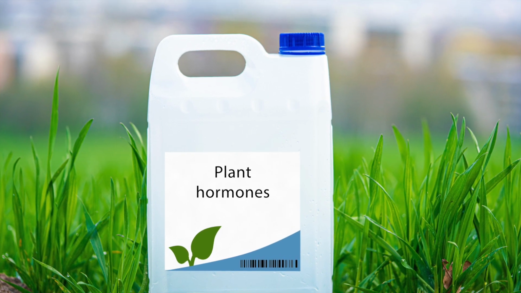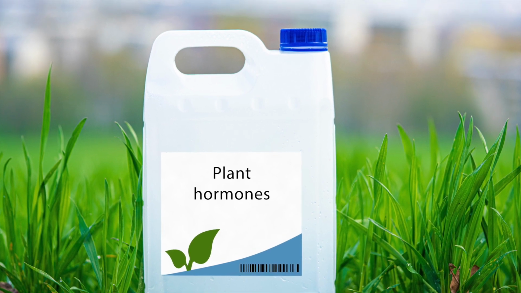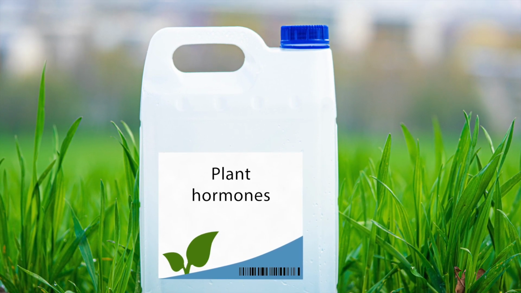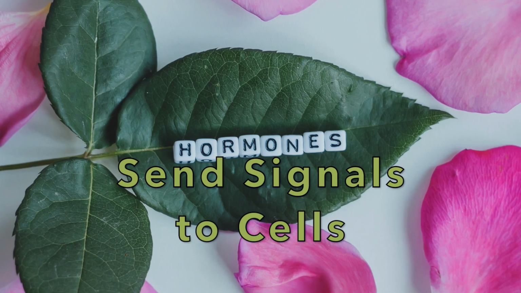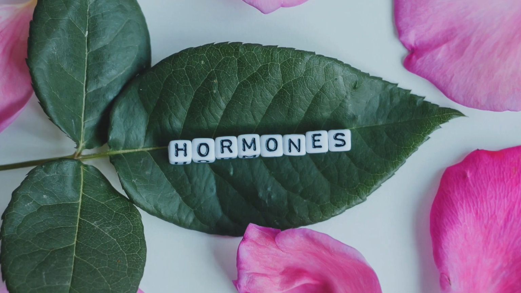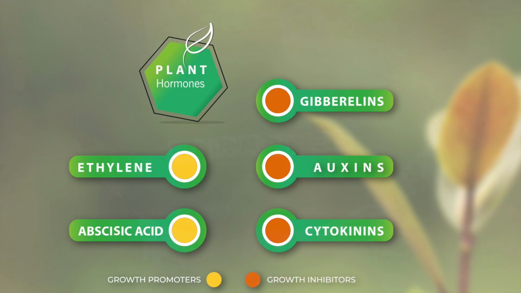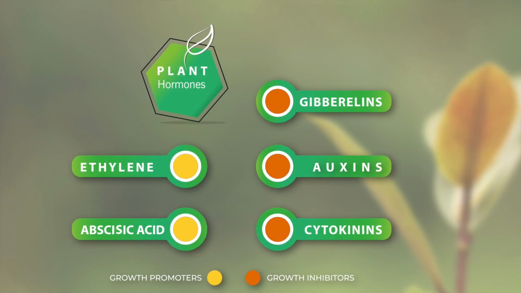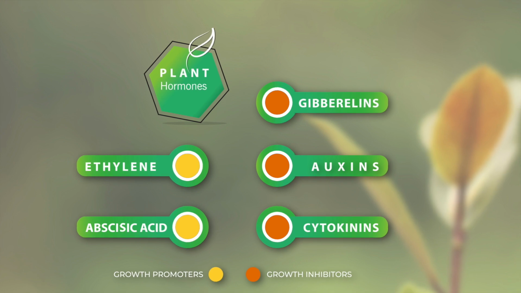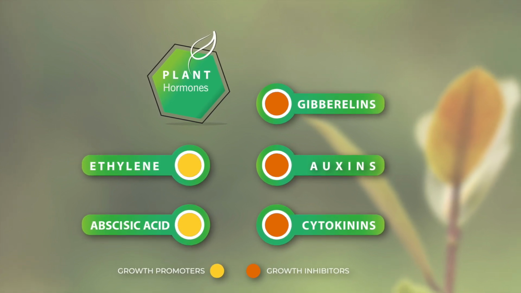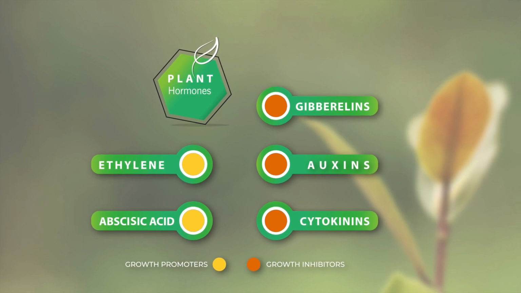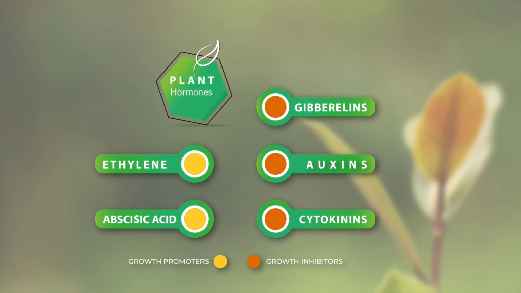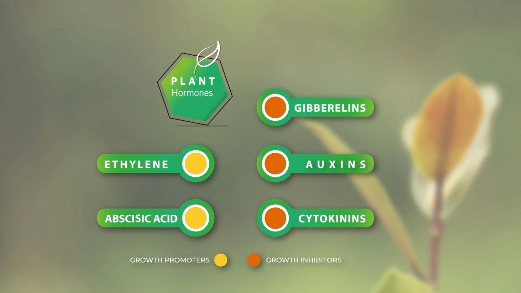In order for plants to respond to their environment, cells must be able to communicate with each other. Hormones send these signals between the cells that activate them to respond to specific messages. There are 5 different types of plant hormones that are involved in the main responses of plants. They are ethylene, gibberellins, cytokinins, abscisic acid, and auxins. Some promote growth while others inhibit it.